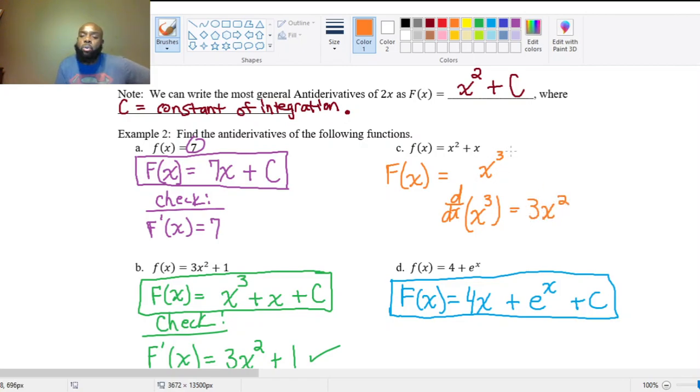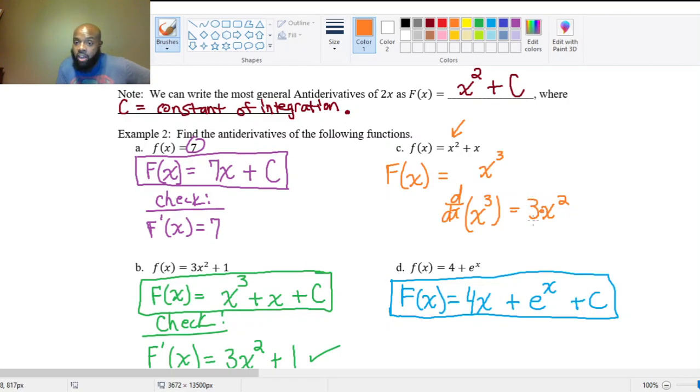So x cubed doesn't work for me here, because if I do the derivative of x cubed, I'm going to end up with 3x squared. But this does not have a 3 in it, right? My function doesn't have a 3 in it. So I need to get rid of this 3 that's multiplied by the x squared. And if I do, I end up with what I started with in the function I'm trying to find the antiderivative of, right?